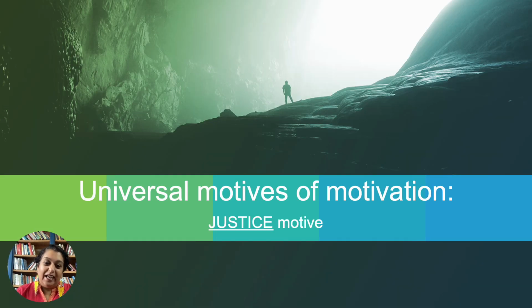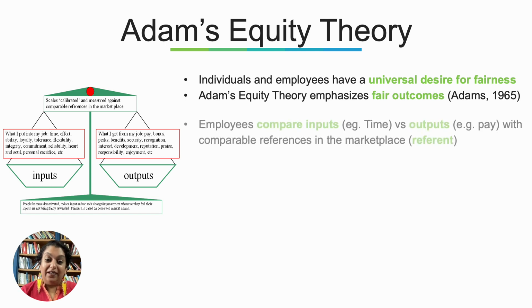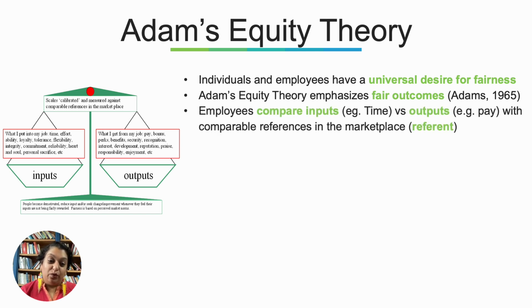Moving on then, as we said, the universal motives also fall under the ability for people to have a need for justice met. A theory that really explains this really well is Adams' equity theory. Adams' equity theory is based on the assumption that individuals and employees have a universal desire for fairness. Adams' equity theory thus emphasizes looking at fair outcomes. This is done by looking at a series of inputs and outputs and comparing this to someone within the marketplace.